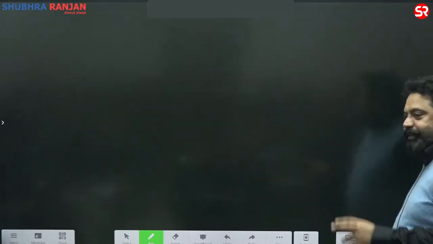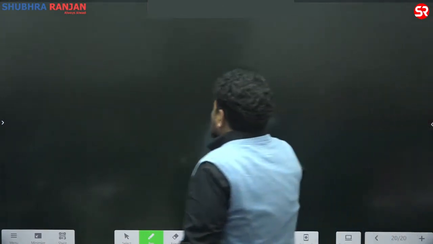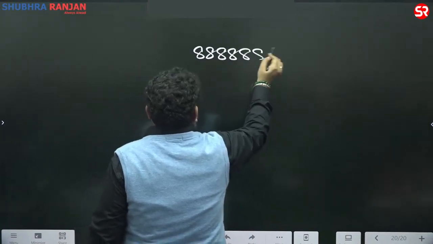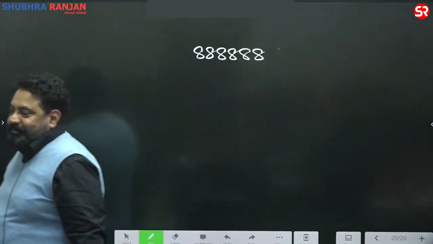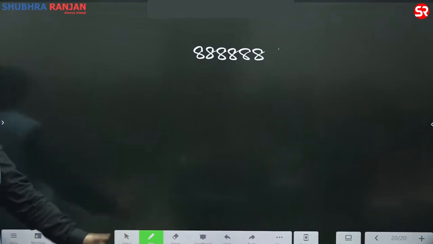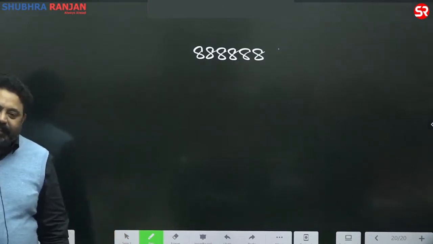Now let's link it with divisibility rules. I say find the number of factors of 888888. Factorize करो इसको. Factorize it. Come on, factorize it. Nothing else can matter. Question लिखो. Find the number of factors of 888888.